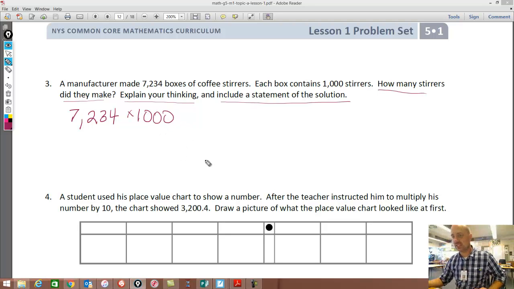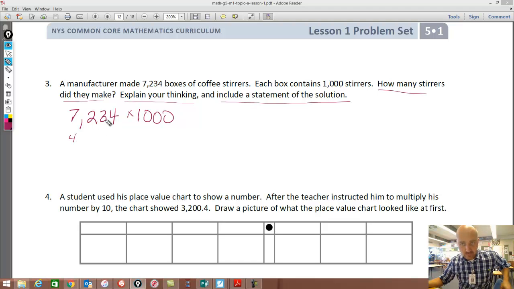Let's think about this. We can use a place value chart, but ultimately, let's take it place by place. This 4 is going to get 1,000 times bigger because each one of those boxes has 1,000 stirrers in it. If each box has 1,000, then 4 boxes has 4,000 stirrers. So my 4 is going from my ones place to my thousands place. It's multiplying by 1,000.